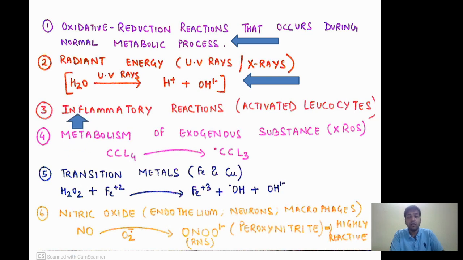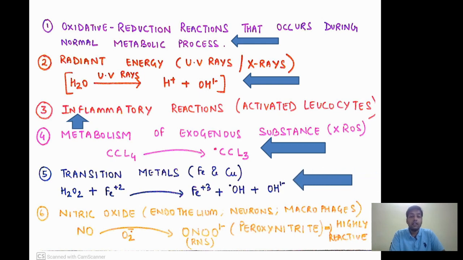Again, the different kinds of inflammatory reactions taking place in our body, as we have read before in the inflammation chapter: activated leukocytes release reactive oxygen species and nitrogen species to combat bacteria, and in the process they also cause damage to our body tissues. Again, we have metabolism of exogenous substances. When we inhale or ingest an exogenous substance, for example carbon tetrachloride, CCl4, inside our body it gets metabolized into another reactive free radical called CCl3. I want to remind you that this is not a reactive oxygen species, but just a free radical, because it is not derived from oxygen, therefore it is not an ROS.